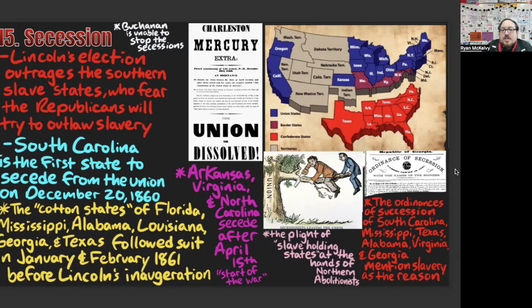And Georgia, I believe it's... other ones mention the plight of slaveholding states at the hands of Northern abolitionists. Again, how these people who don't want slavery are going to force them to give up their slaves is another reason mentioned. And again, Buchanan sits back and does nothing as the country falls apart. So that's it. The Union is dissolved.